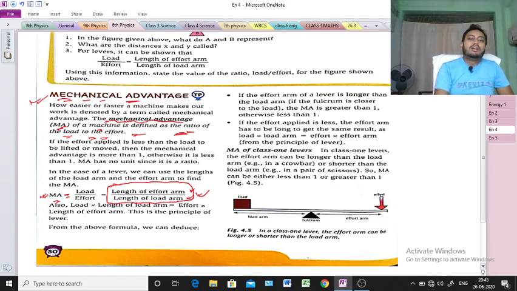Now length is to length, that means length by length. So what will be the value of the mechanical advantage? The value of the mechanical advantage may be equal to 1, may be greater than 1, may be less than 1. কি হতে পারে তাহলে? মেকানিক্যাল অ্যাডভান্টেজের ভ্যালু ইকুয়াল টু 1 হতে পারে, less than 1 হতে পারে, or greater than 1. Clear? There is a probability.